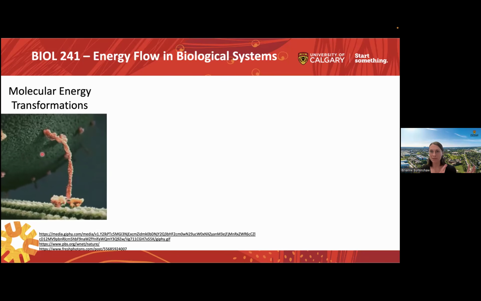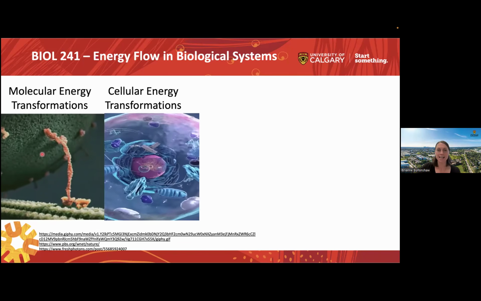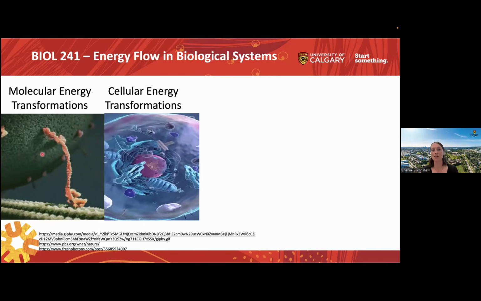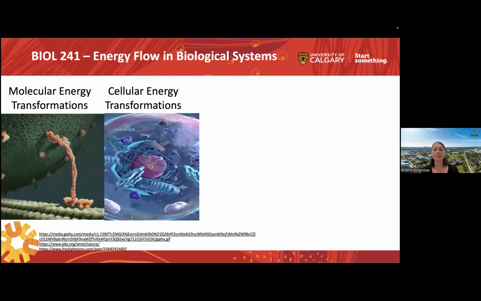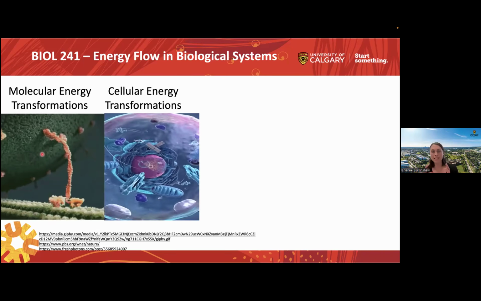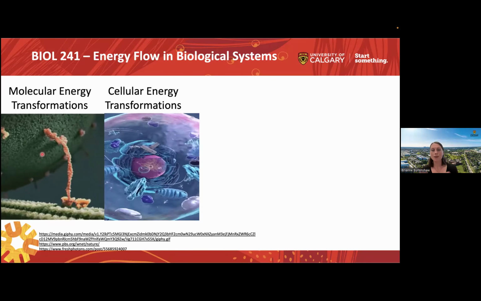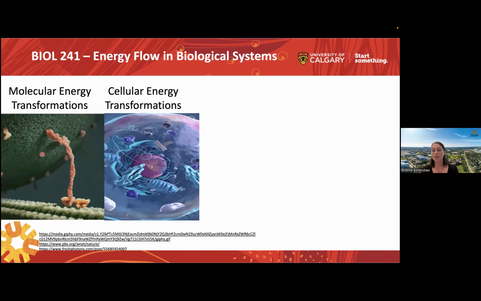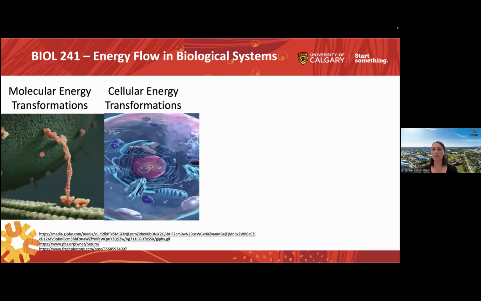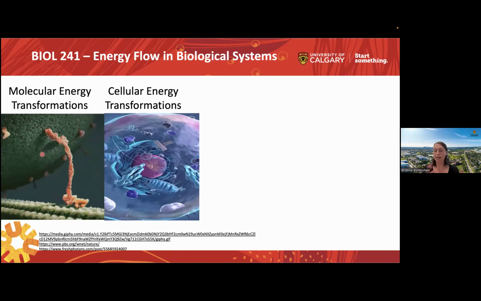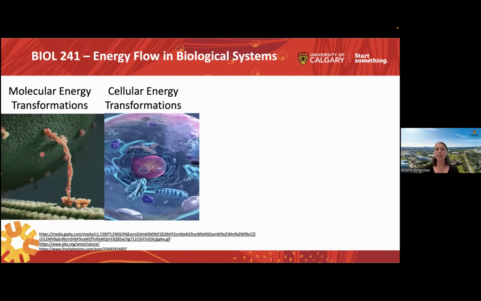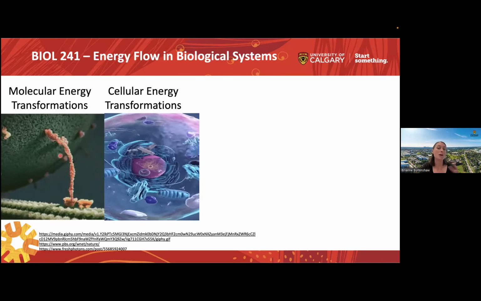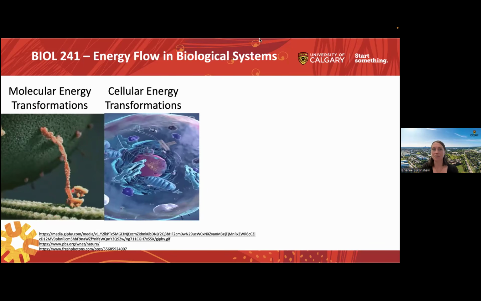So in the course, we start small with molecules, with proteins, and then we move up in scale. Next we look at cellular energy transformations. This image here is a eukaryotic cell. We see the nucleus in the middle, and some membrane-bound organelles within the cell. One example of a cellular energy transformation is cellular respiration, taking the chemical energy in the food we eat and converting it into ATP so that our cells can do work. That work could be transportation of cargo.